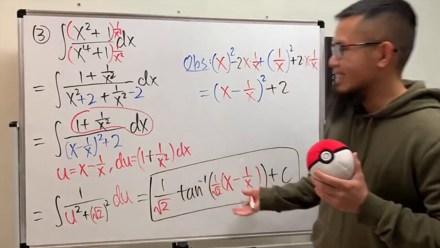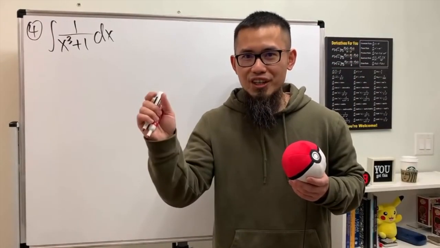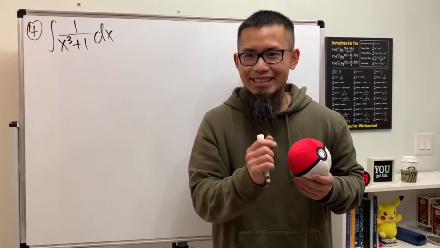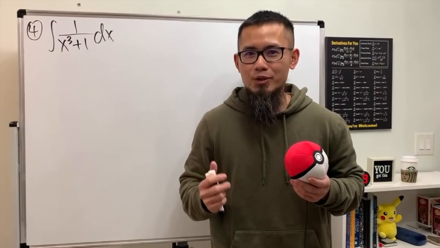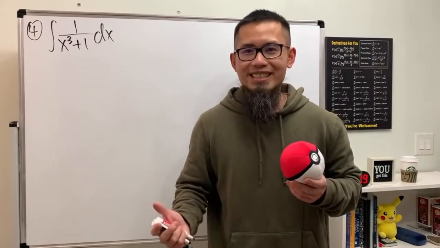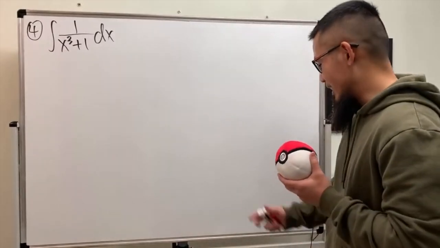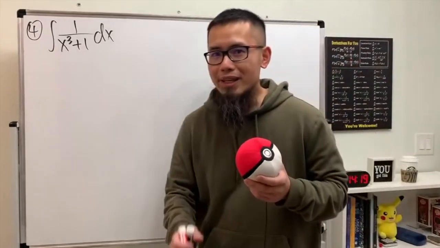That is it. You know how to do this one? Just do it. No tricks, no gimmicks. Just straightforward partial fractions, completing a square, and lots of work. Hopefully I can finish everything on this whiteboard, but we will see. All right, here we go.